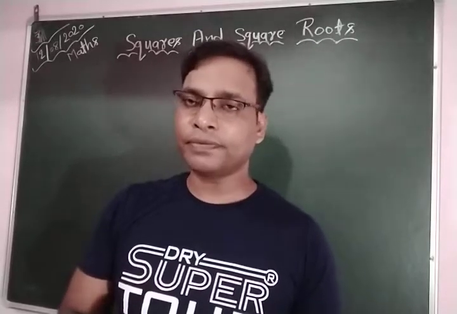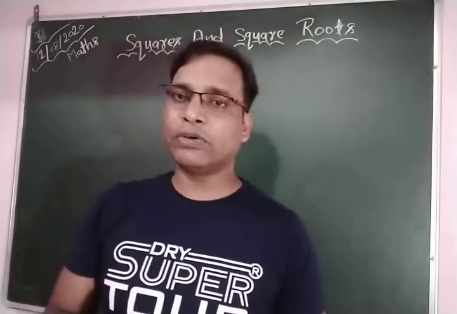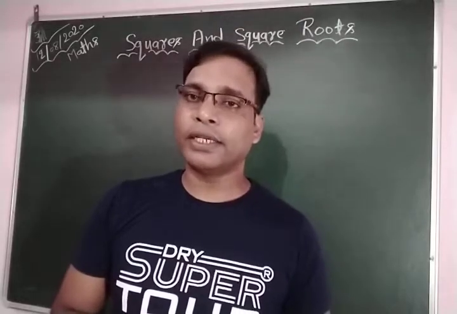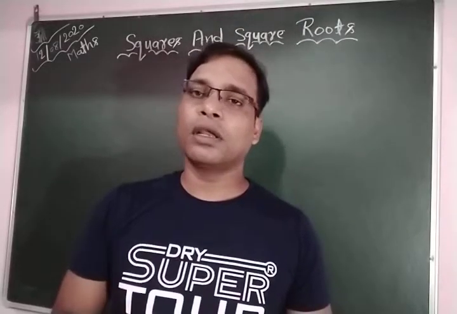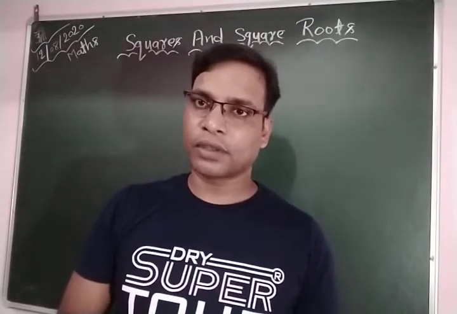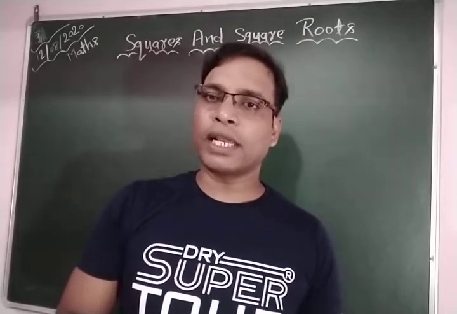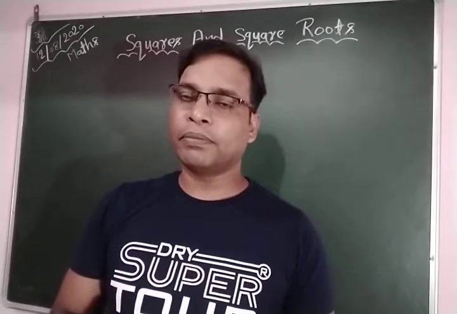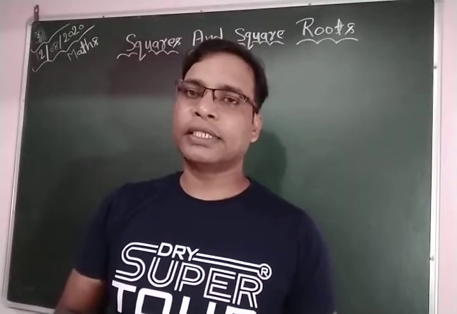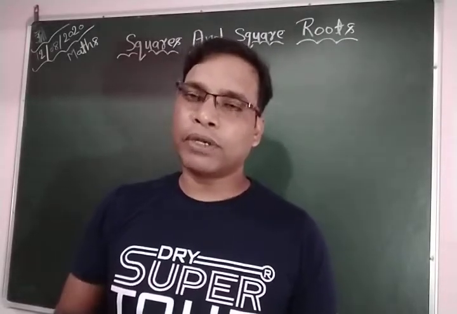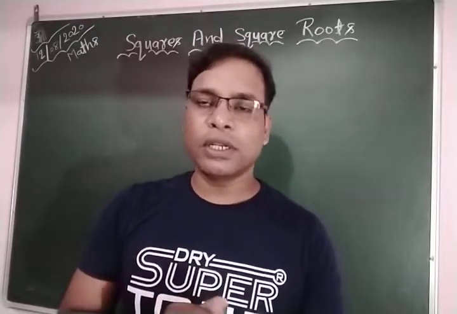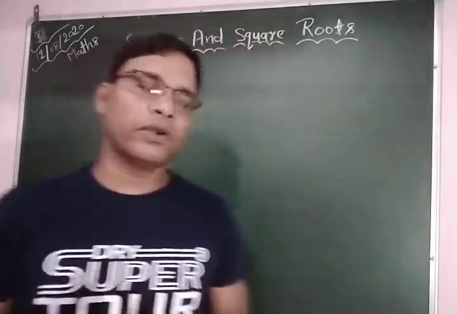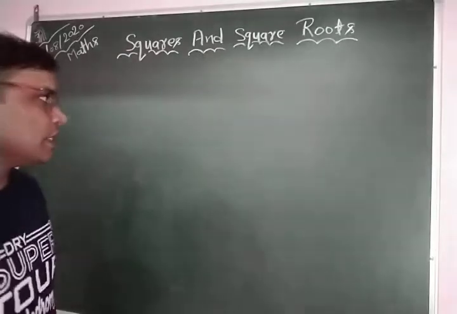In the previous video we learned how to find the square of a number. The square of a number is the product of the number by itself. Okay, this is called the square of a number. But today we are going to discuss what a square root is. Okay, so let's see how to do it.